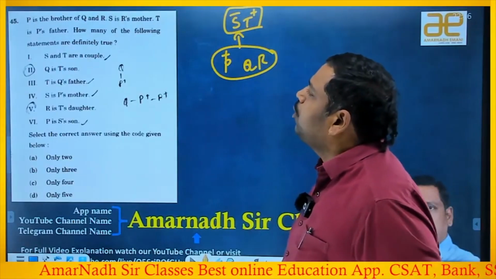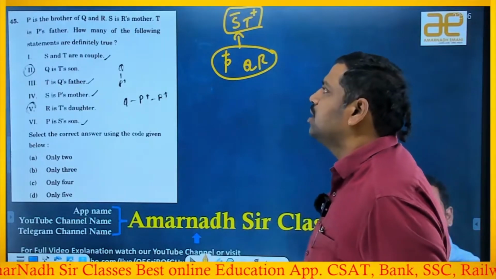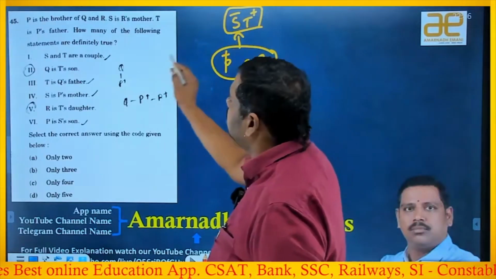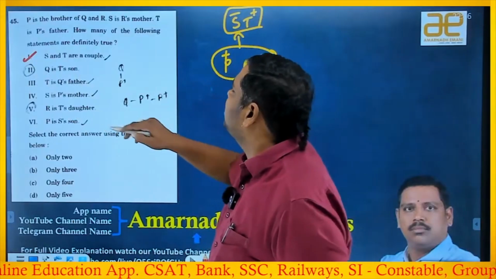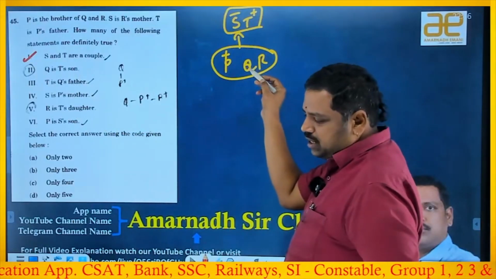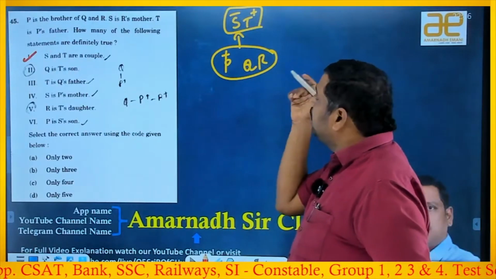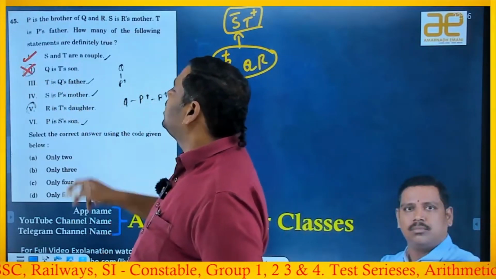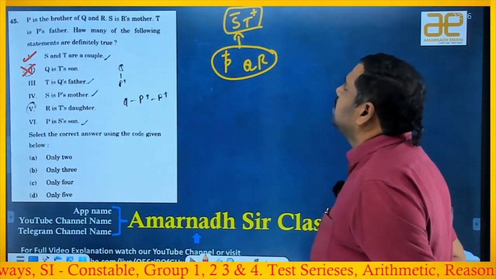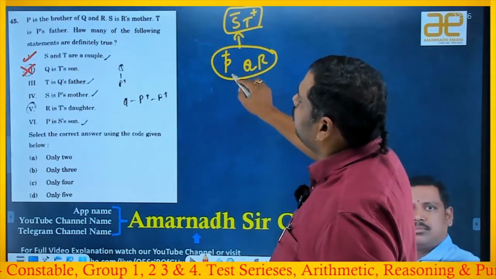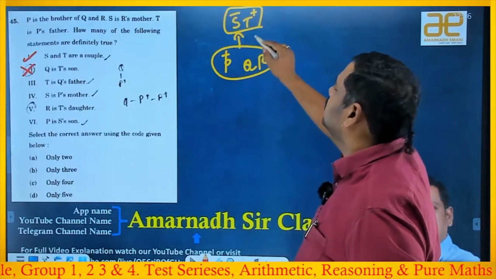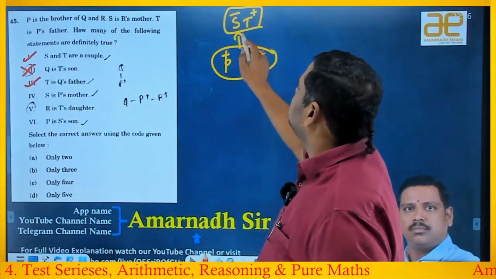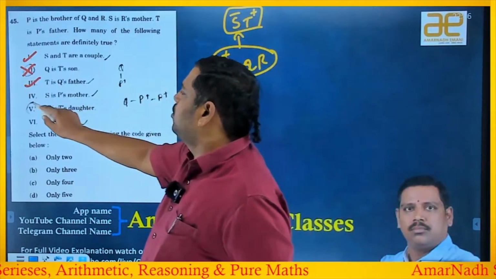How many of the following statements are definitely true? S and T are couple. Yes, definitely it is true. So the first one is true. Q is T's son. How can I say that Q is a son? He can be a female, right? Then it would be she. Leave it. T is Q's father. Yes, Q's father is T, definitely. So the third one is valid. S is P's mother. Yes, S is mother to P. Fourth one is valid.